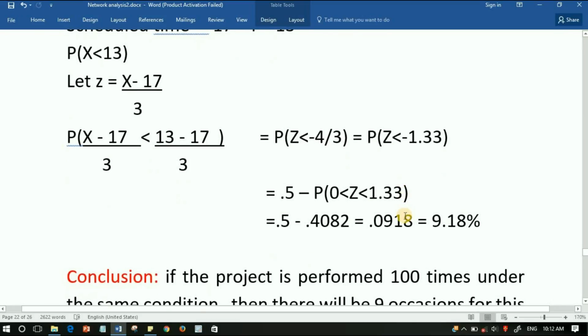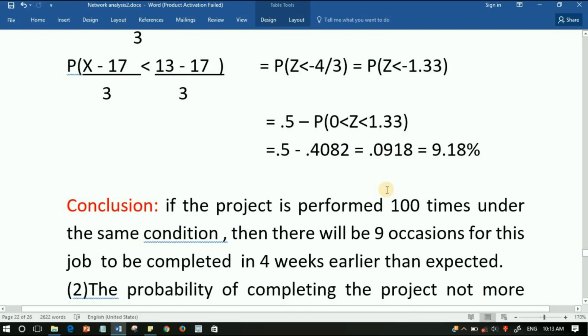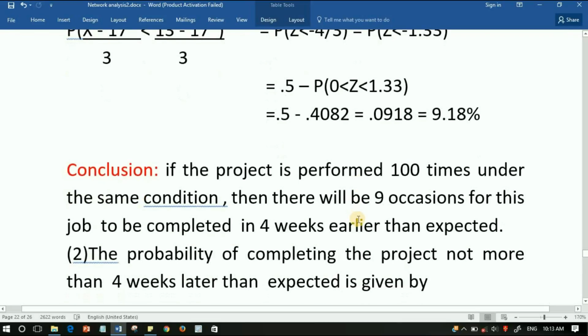It falls on the left-hand side. You know that from minus infinity to 0 the probability is 0.5, and instead of finding the probability of minus 1.33 less than z less than 0, you find the probability of 0 less than z less than 1.33, because of the symmetric property of the standard normal distribution. This value from the table is 0.4082. Subtracting, we get 0.0918. Multiplying by 100, we get 9.18%. The meaning is that if the project is performed 100 times under the same conditions, there will be about 9 occasions for the job to be completed 4 weeks earlier than expected.